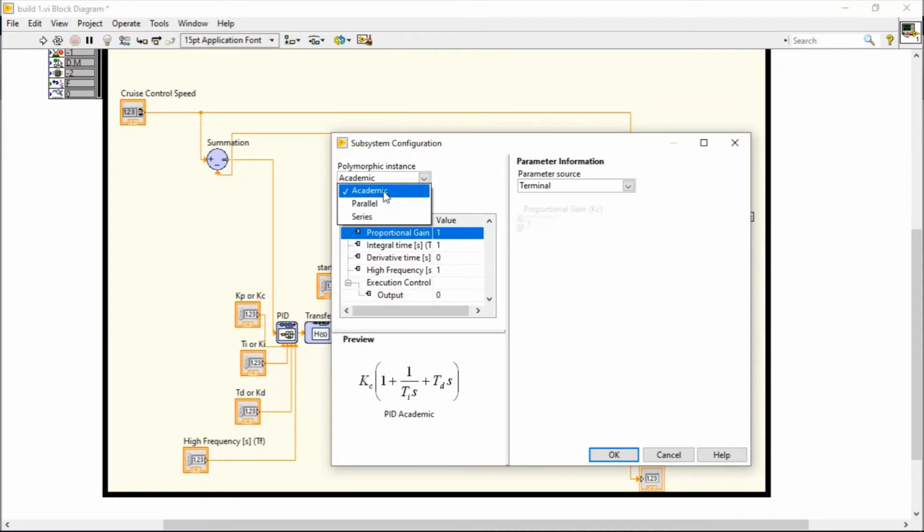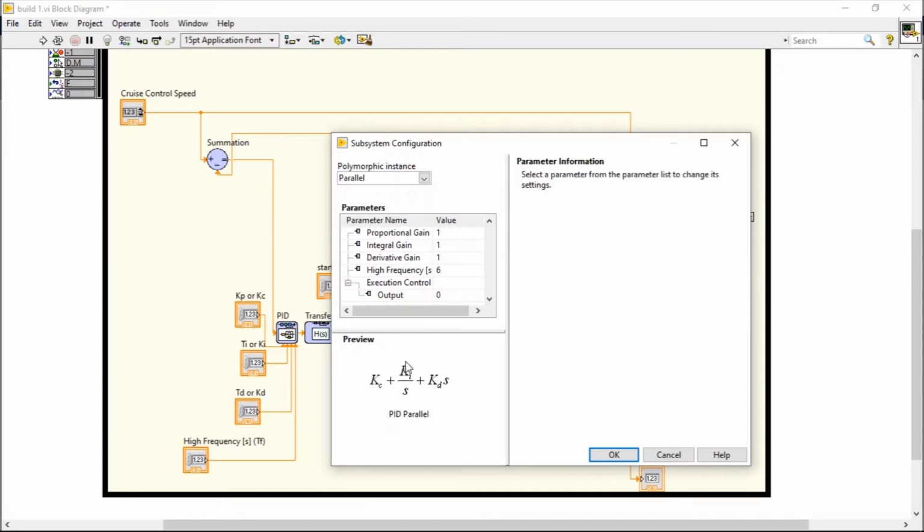The best curve I could get was with academic, and so this gives you your multiplier here for your proportional gain, but for your derivative and your integral, you actually get your time constant to use instead. And if you go to parallel, you can see you get your amplifiers instead of your time constants for those, and then here you do get time constants. But this one actually was probably about the worst one in my opinion out of the 3.